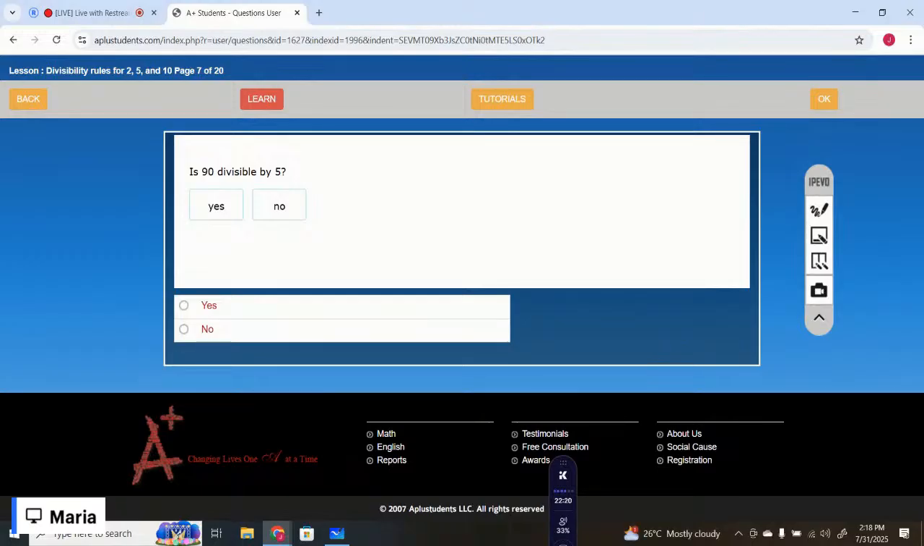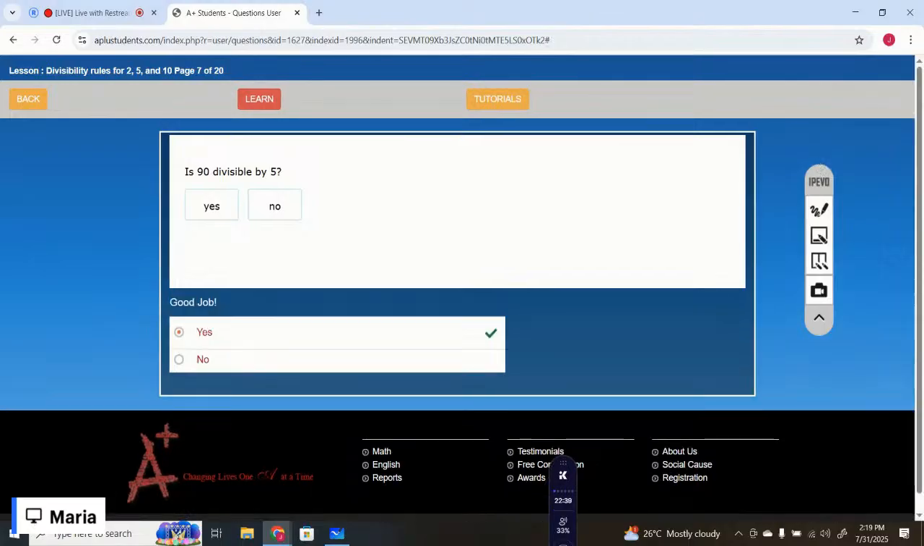Is 90 divisible by 5? Yes, it is divisible by 5. Option number 1 is the correct option.